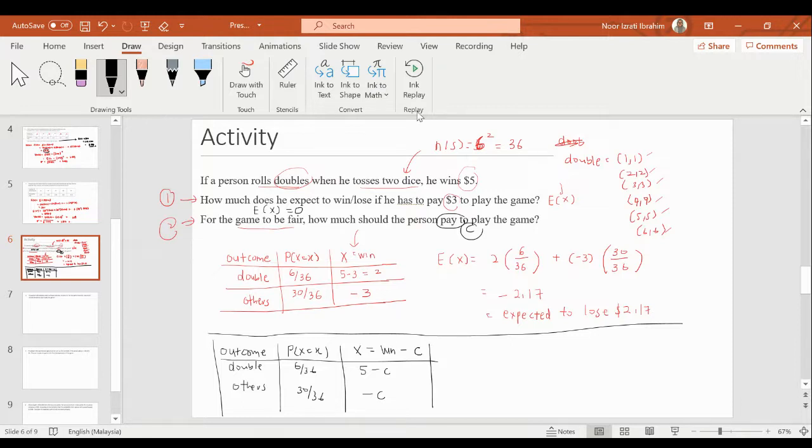So we need to find the unknown C by using the expected value of X, or expected win or lose, equal to 0. Then it will be 5 minus C multiplied by 6 over 36 plus negative C multiplied by 30 over 36 equals 0. You solve this, you will get C equals 0.83. So the player has to pay 83 cents in order for the game to be fair.